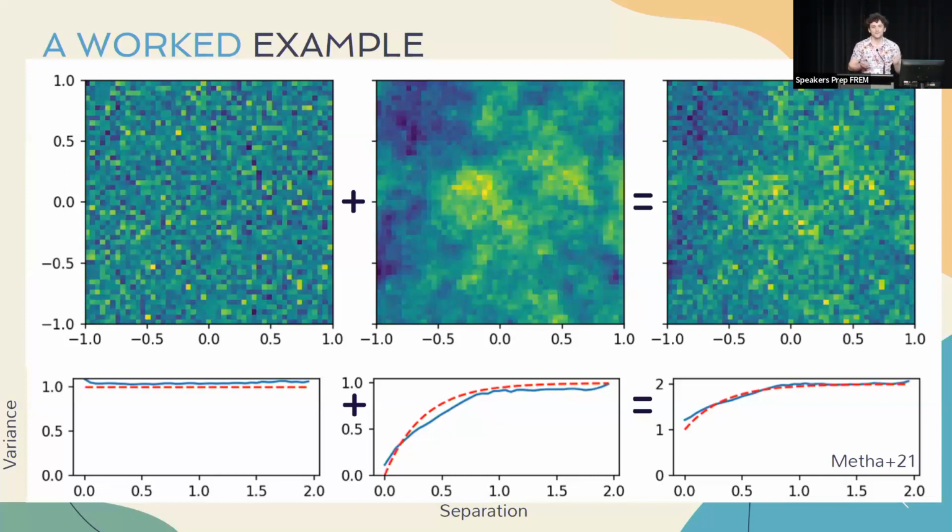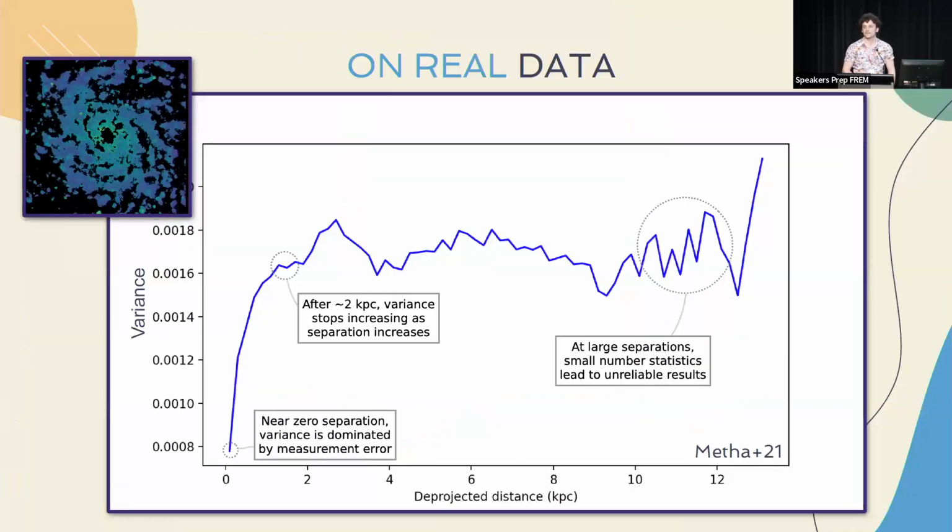Magic, right? Of course, this would never work on real data. Actually, here it is on real data. And it works. You can see that at small scales, all of your variance is dominated by measurement error. But as you go to larger and larger separations, you see that there is this extra variance that must be coming from these small correlated structures. And in the few galaxies that I've looked at so far with this, I find that these correlations are generally smaller than about a kiloparsec. And after about a kiloparsec, things start leveling out.